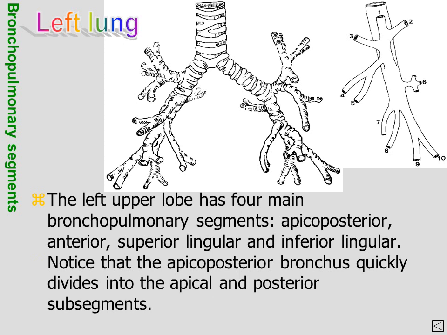The left upper lobe has four main bronchopulmonary segments: apical, anterior, superior lingual, and inferior lingual. So we have to know that the apico-posterior bronchus quickly divides into apical and posterior.